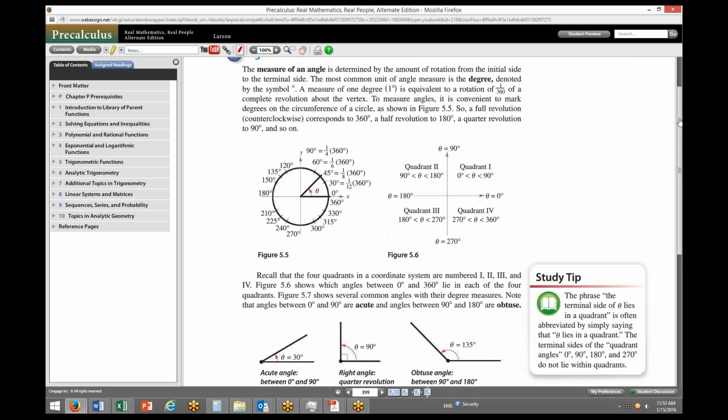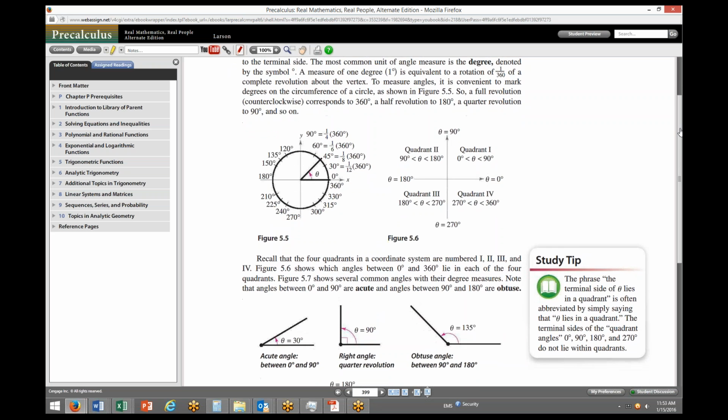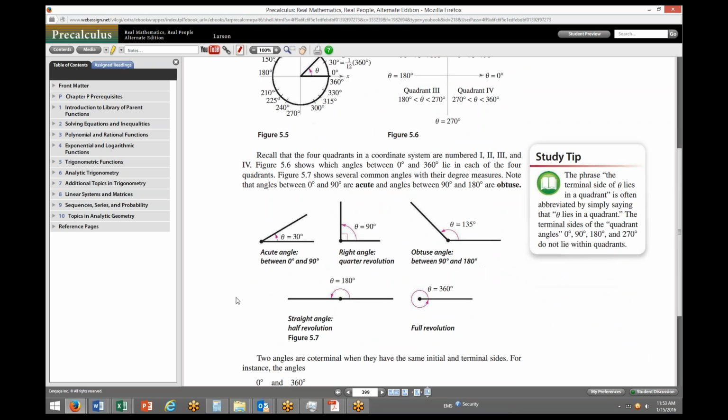So degrees is a way of measuring angles that I know everybody's familiar with. We all learned this probably in elementary school. A circle has 360 degrees. You have a right angle with 90 degrees. You have an acute angle, as we call it. That's an angle that's more than 0 but less than 90 degrees. And then you have an obtuse angle that's more than 90 but less than 180 degrees.